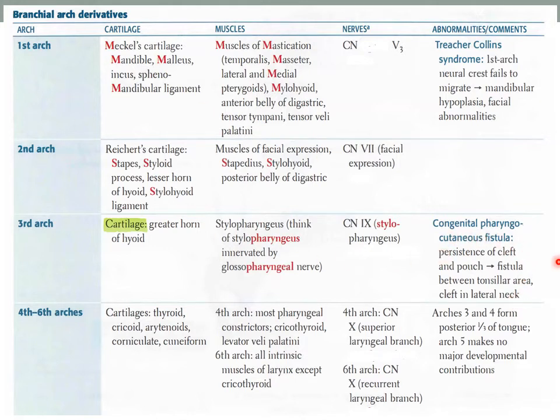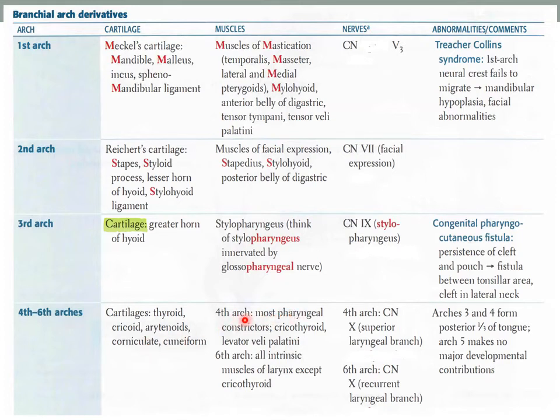Okay, this is called congenital pharyngocutaneous fistula. The fourth and the sixth arches give cartilages that have thyroid, cricoid, arytenoid, corniculate, and cuneiform, and these are the laryngeal cartilages.